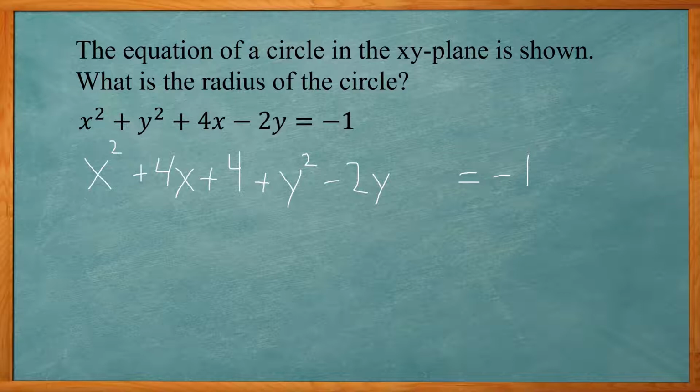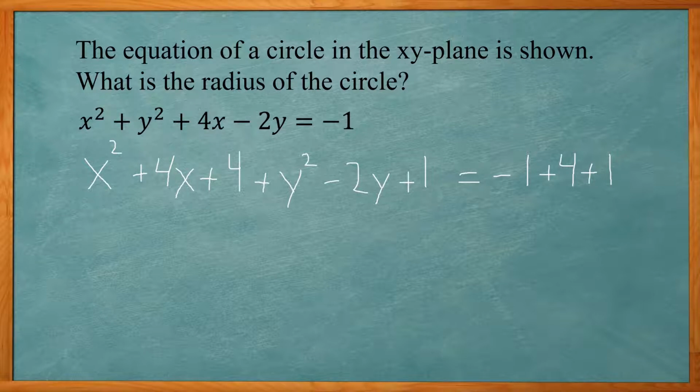Now with the y's, look at the negative 2y. Coefficient is negative 2. I'm going to divide that by 2 to give me negative 1. And then negative 1 squared, negative 1 times negative 1 is plus 1. Now with any equation, if I add something to one side, I need to add it to the other side. So I added 4 and I added a 1. So that balances it out.